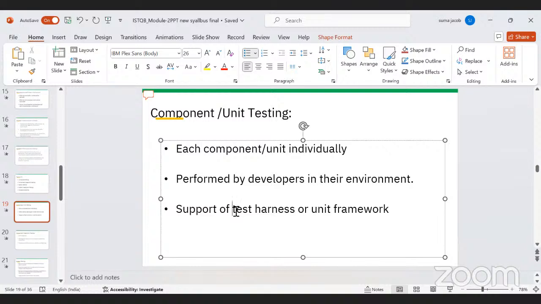So since component testing is one of the initial levels of testing, all parts or all modules might not be developed at that stage. And in such cases, if we need support for one unit testing, we might go for unit framework or stubs or drivers to complete the unit testing. So that is component or unit testing.